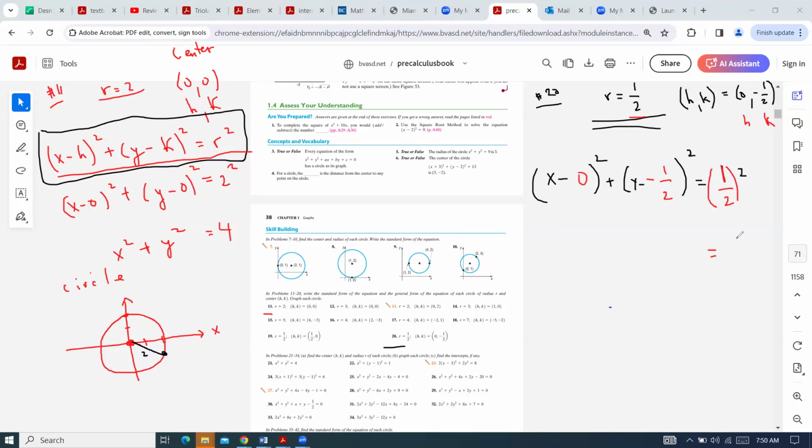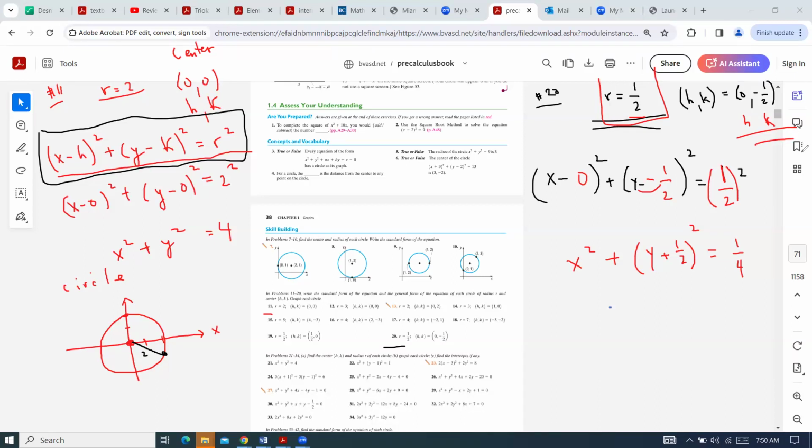How about that? So you get a quarter. 1/2 times 1/2 is 1/4. And it's again x squared, but now y is going to be with a plus sign, right? So we say (y plus 1/2) squared. That's it. So just plug in numbers. If you have the radius and if you have the center, you just plug it in.